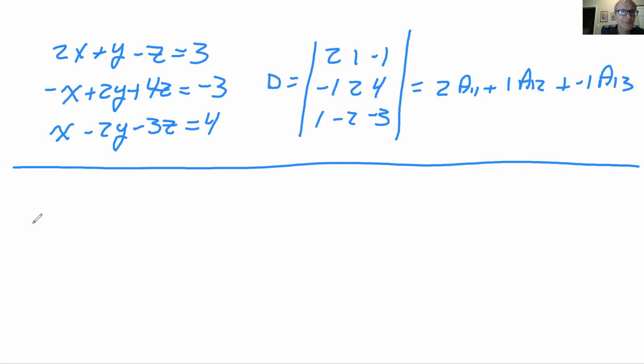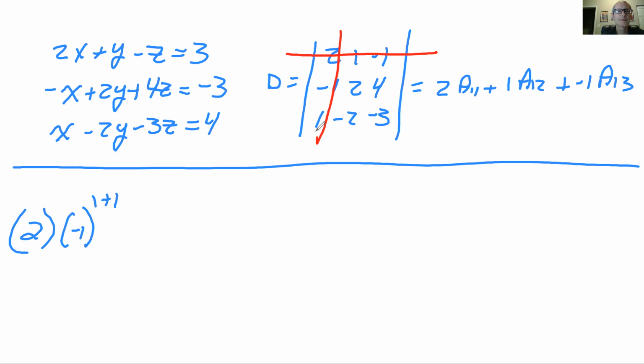So the first one is 2, all right? And A11 would be minus 1 to the 1 plus 1 power, right? And now we need M11. So what we're going to do, let me get a different color here. This would be 1 and 1. So what we're going to have here is the determinant 2, 4, minus 2, and minus 3. So that would be the first one.